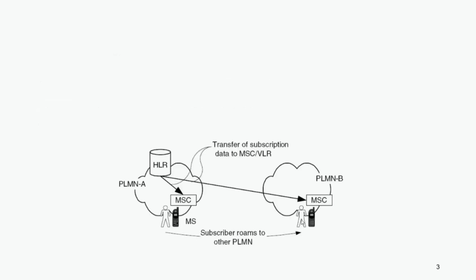Let's see this scenario with the help of a figure. When one subscriber moves from PLMN A to PLMN B, it means outbound roaming is happening. In this case, the MSC of PLMN B requests the data of the user from the PLMN A MSC. The MSC takes the data from the HLR and sends it to PLMN B, and then PLMN B saves this into its own VLR.